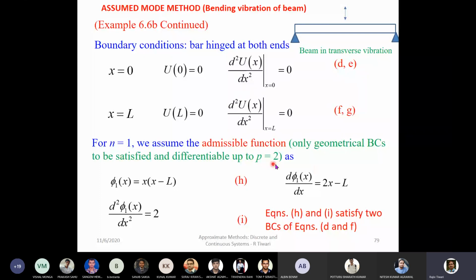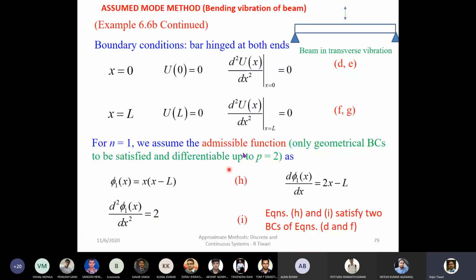So p is equal to 2 is there. So that means this function which we have chosen, we should be able to differentiate twice without vanishing this term. If we take the differentiation of this once, I'll get 2x minus L. If I take another differentiation, then it becomes 2. So it's not vanishing, this is not becoming 0.